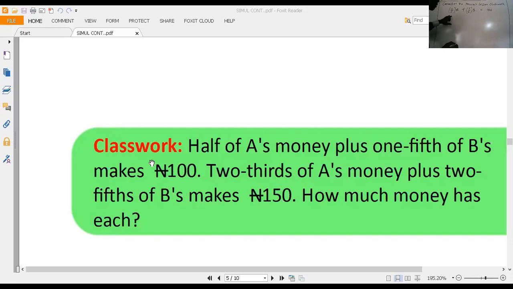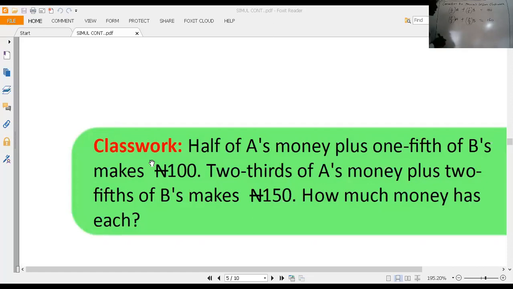Now, the second statement says 2/3 of A's money plus 2/5 of B's money makes 150. Now, how much money has each? That is, find the value of A and find the value of B. When you look at it, from there we have two equations. We have written two equations already.